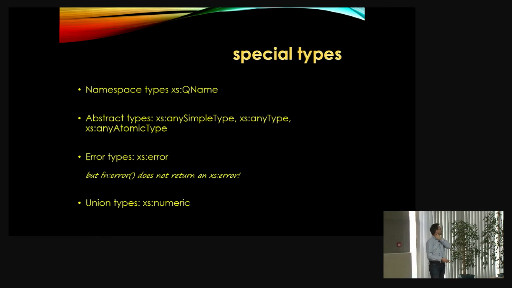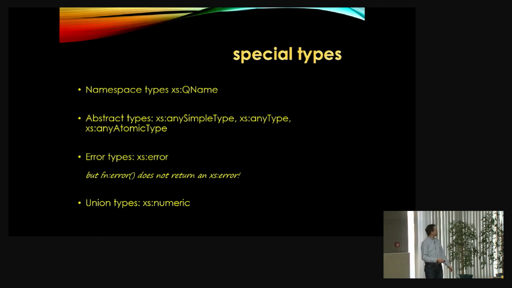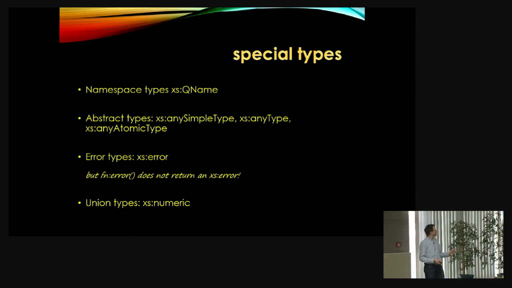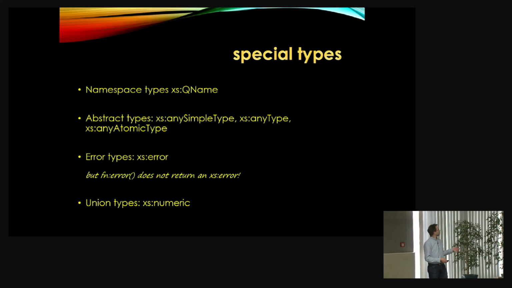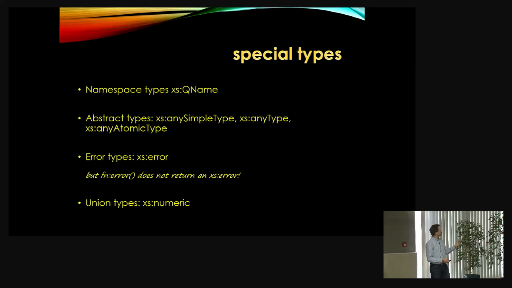And there are some things to say about special types. Namespace types, they keep their namespace around, which can be context dependent on where you're using them or when you're declaring them. Abstract types, no time. Error types.